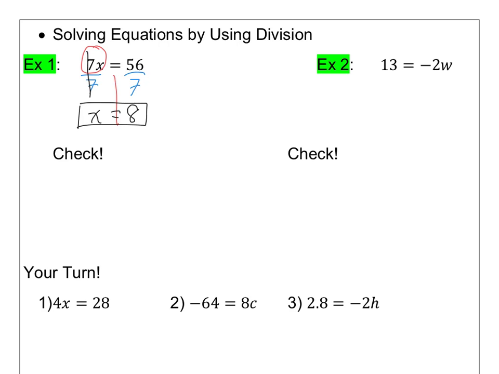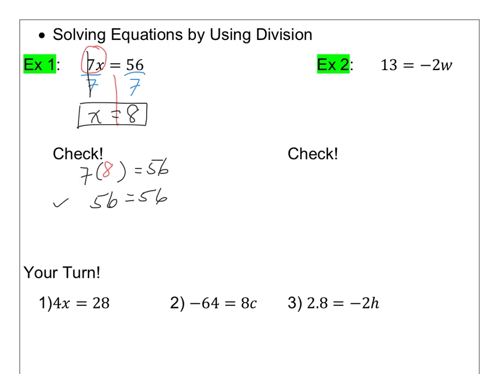Then we're going to check. You must use substitution parentheses in place of the x. We're going to put 8. So 7 times 8 is equal to 56. Finish that check. 7 times 8 is 56. 56 equals 56. Check.